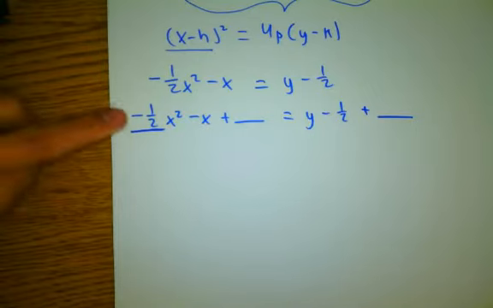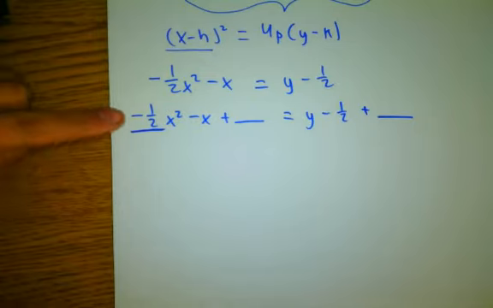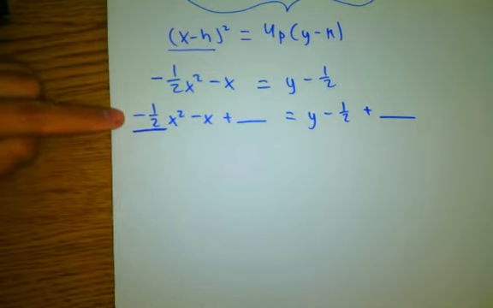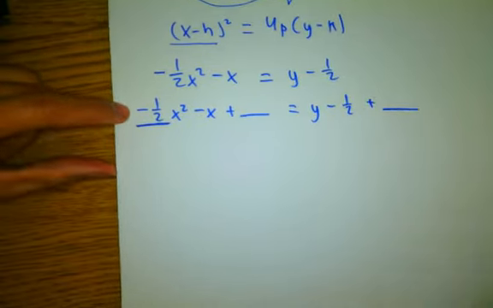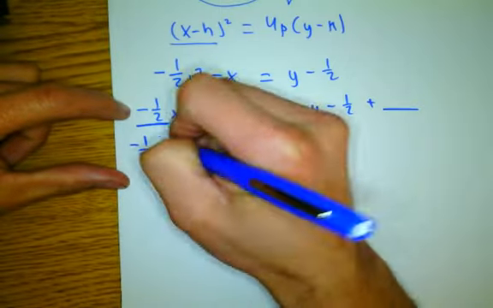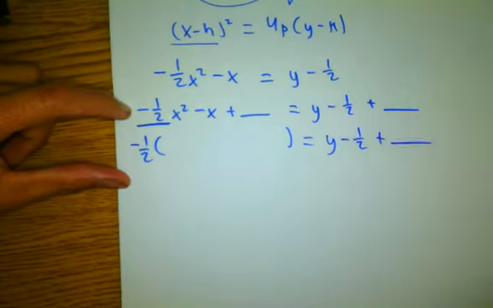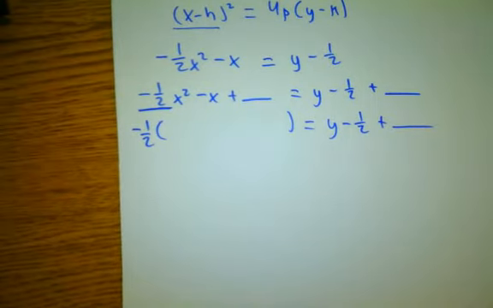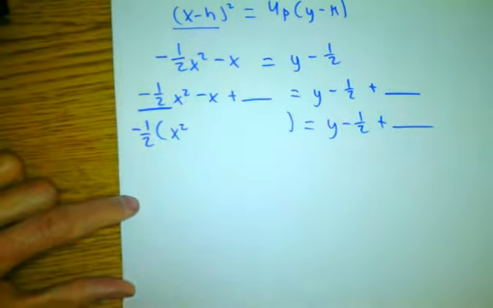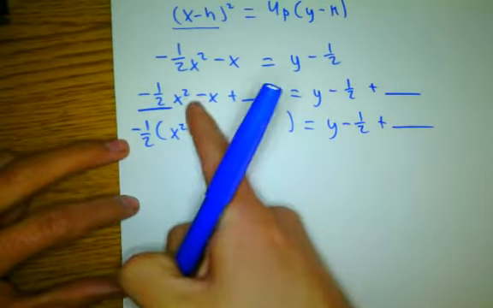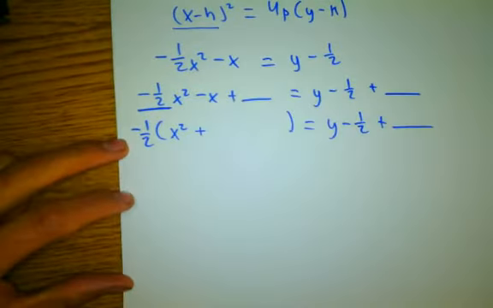So if I factor out a negative 1/2, what would I be left with inside the parentheses? An x squared for sure. But instead of a minus, now I'm going to have a plus 2x. Very good. Because negative 1/2 times 2 will give you a negative 1.